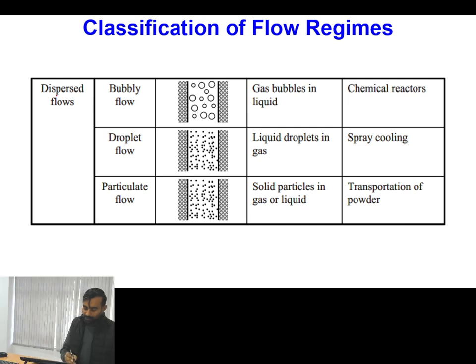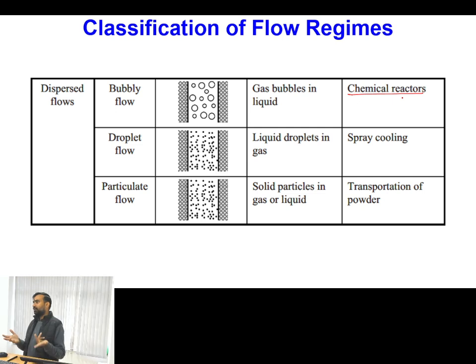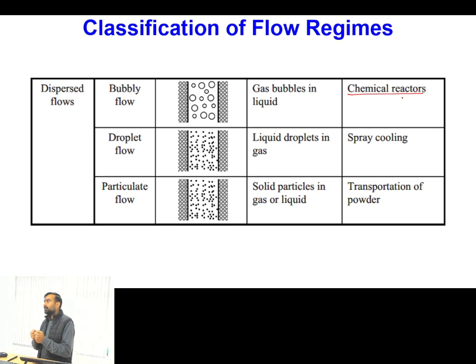Then we have dispersed flow. One is bubbly flow, gas bubbles in liquid. This is typically observed in chemical reactors. In chemical reactors we have to perform some reaction between, say, a gaseous reactant and a liquid reactant. Then what we will do? We will pass small bubbles into the liquid reactant. Why? Because if the liquid reactant and gaseous reactant are coming in contact in the form of small bubbles, then surface area will be increasing, which will improve their mixing characteristics and the rate of reaction will be faster.